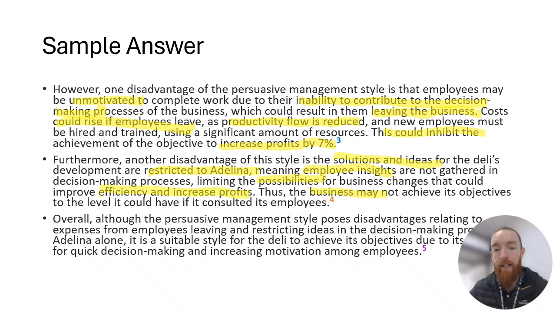Therefore, the business may not achieve the objectives. Do we need an overall point or final point? So we just need to weigh up or summarize our arguments. So overall, although the persuasive management style poses disadvantages relating to expenses for employees leaving and restricting ideas, it is a suitable style for the deli to achieve its objectives due to quick decision-making and increasing motivation amongst employees.